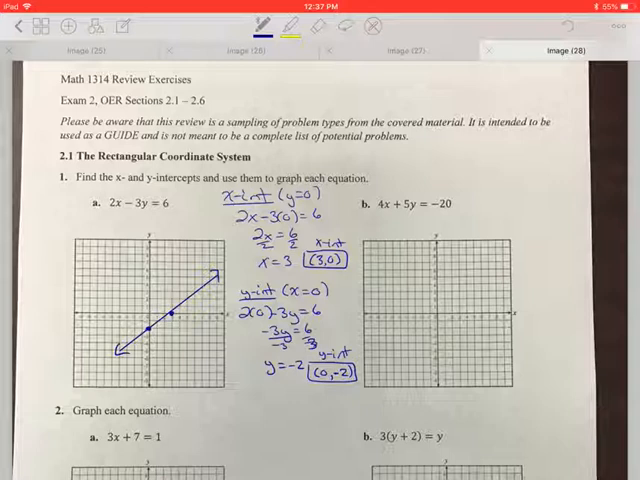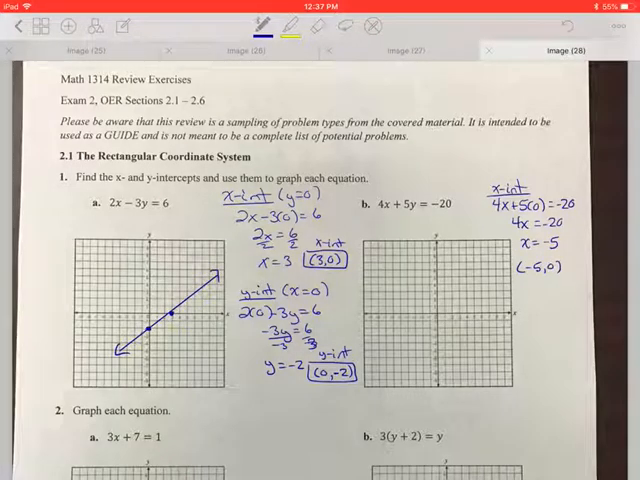I want to start with the x-intercept. So I know that occurs when y is 0. So I plug in a 0 for y, I get 4x equals negative 20. Divide both sides by 4, and I get x equals negative 5. So my x-intercept is going to be the point negative 5, 0.